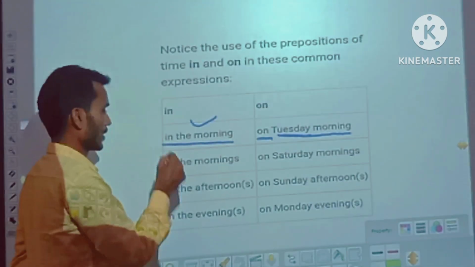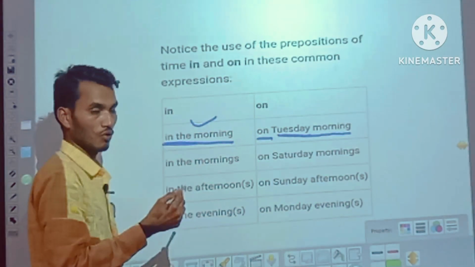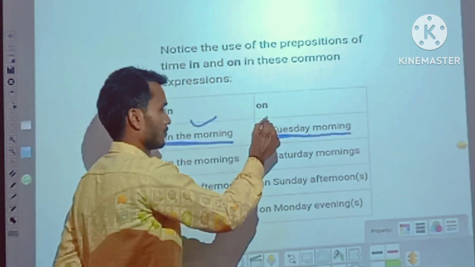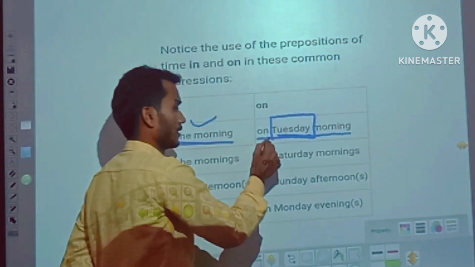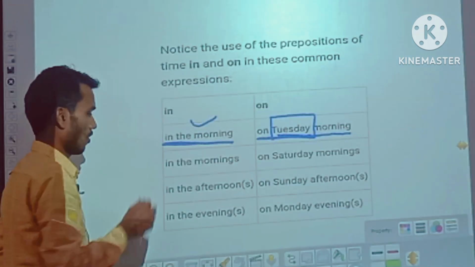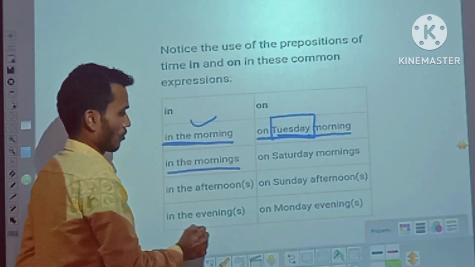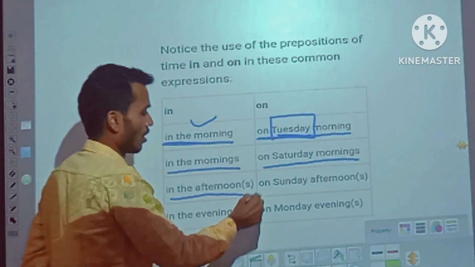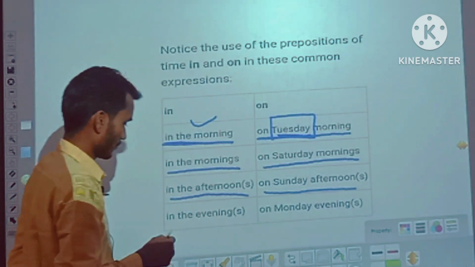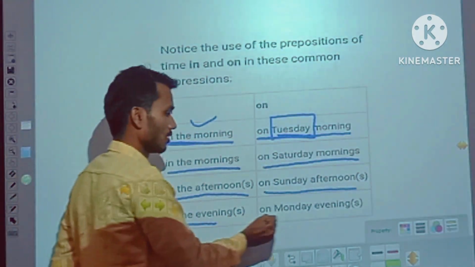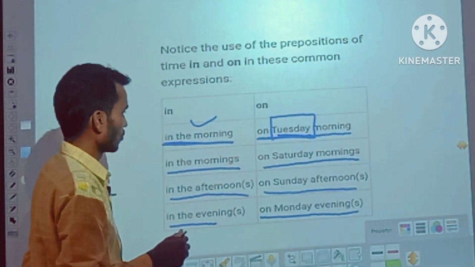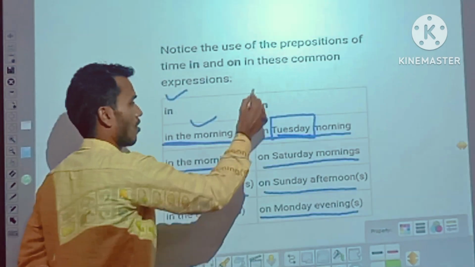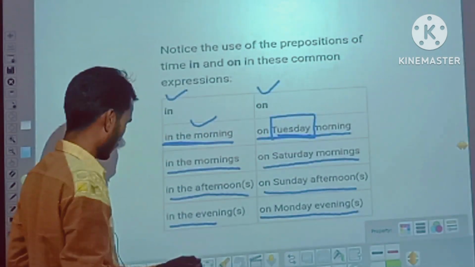I will come to college in the morning. I don't know which day. But here, I will come to college on Tuesday morning. When we are going to tell the specific day, we should use on. In the morning, on Saturday morning. In the afternoon, on Sunday afternoon. In the evening, on Monday evening. So in is general, but on is more specific.